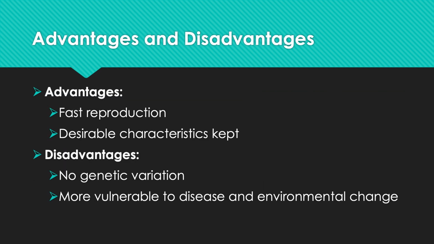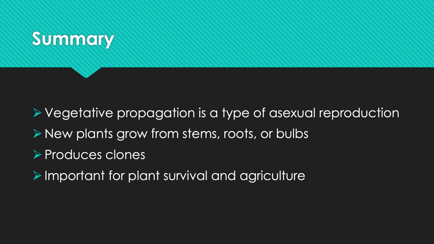Vegetative propagation has both advantages and disadvantages. An advantage is that it produces plants quickly and ensures desirable characteristics are kept. However, a disadvantage is that there is no genetic variation, so plants may be more vulnerable to disease or environmental change.